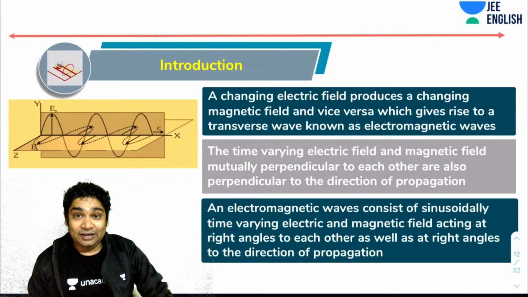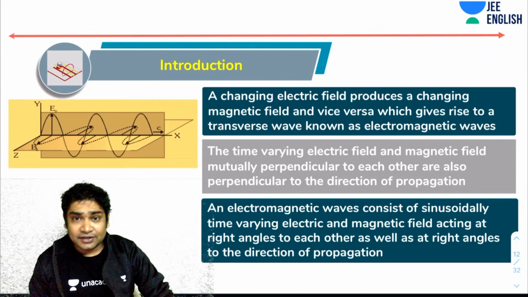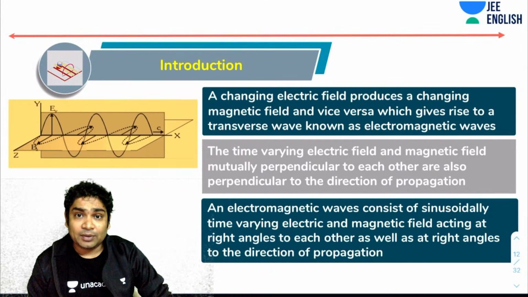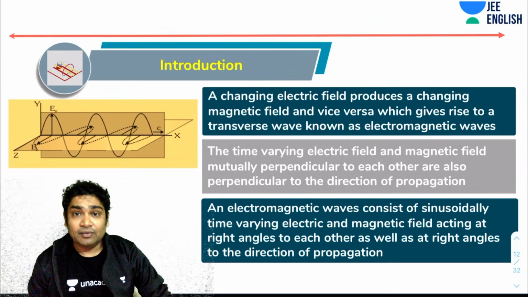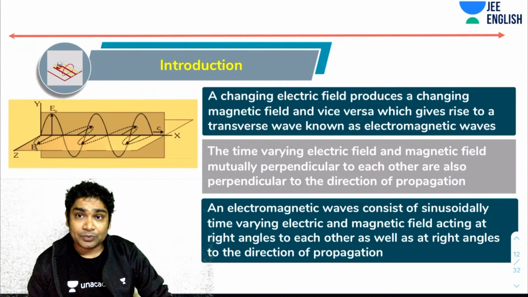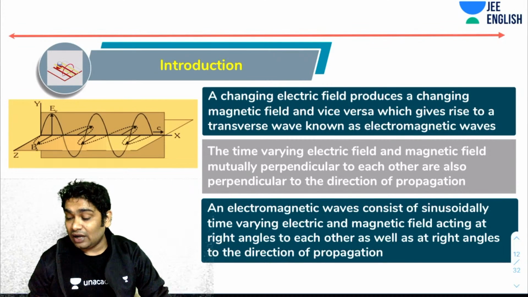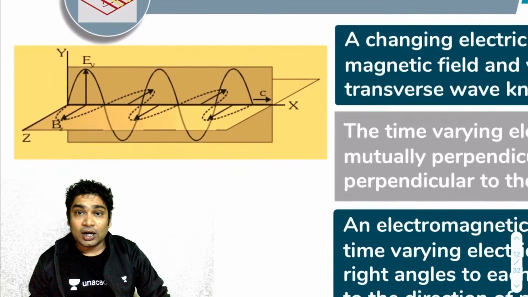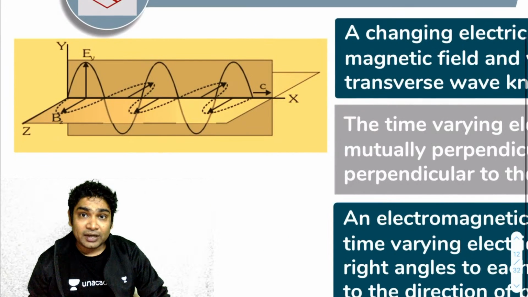All right, so as I was saying, let's introduce the topic. So what is an electromagnetic wave? A changing electric field, you will realize, produces a magnetic field, and vice versa, which gives rise to a transverse wave, which is known as an electromagnetic wave. So that is what you have as a picture here. This is what a typical electromagnetic wave looks like.